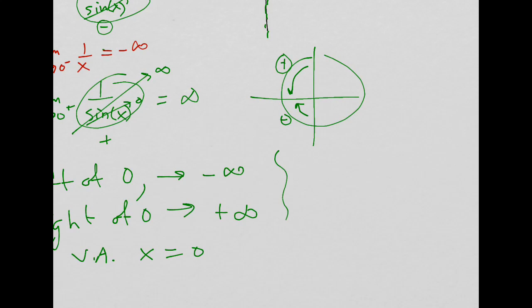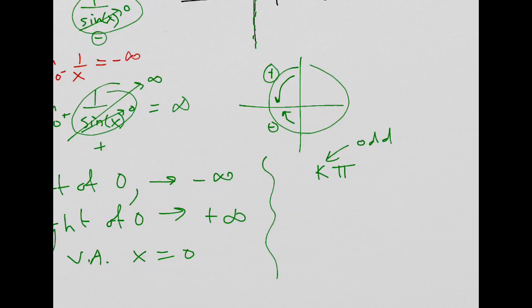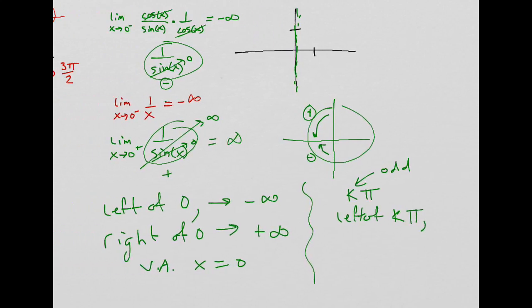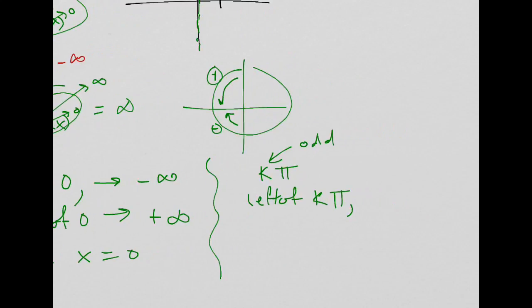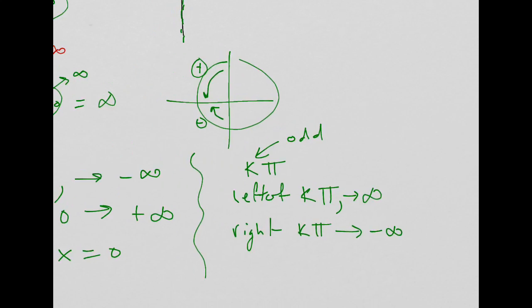And then in the other case, when you have k pi, where k is odd, it would be this but backwards. So on the left of k pi, you would have a positive infinity, and then right of k pi, that would be a negative infinity. What is k? k is just a number.